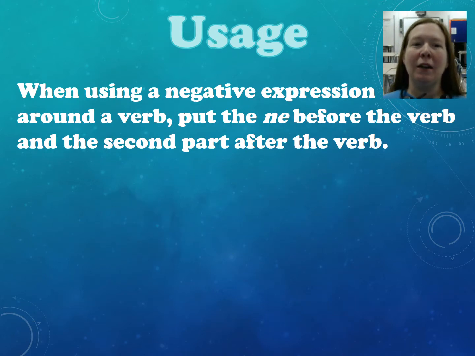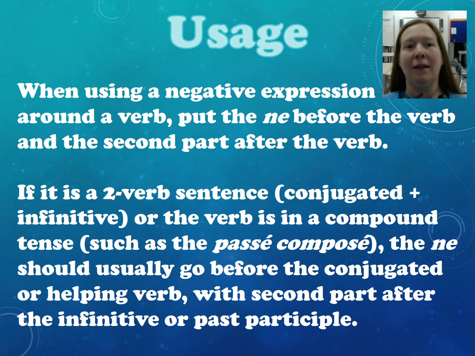When you use a negative expression around a verb, you're going to put the ne before the verb and the second part after the verb, just like you do with ne pas and ne jamais. If it's a two-verb sentence, a conjugated verb plus an infinitive, or if the verb is in a compound tense, such as the passé composé, the ne should usually go before the conjugated or helping verb, with the second part after the infinitive or after the past participle, and you will see some examples of this coming up.